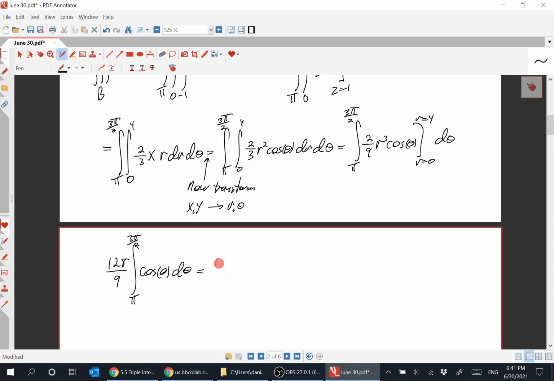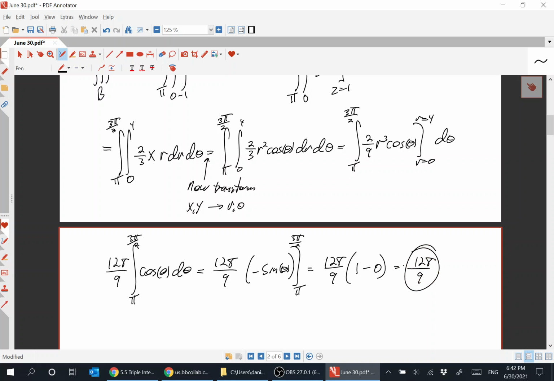Antiderivative of cosine is sine, from pi to 3 pi over 2. So 128 over 9, and at 3 pi over 2, it's negative 1, so this is 128 over 9 times negative 1 minus 0. So 128 over 9 in absolute value is the final answer there.